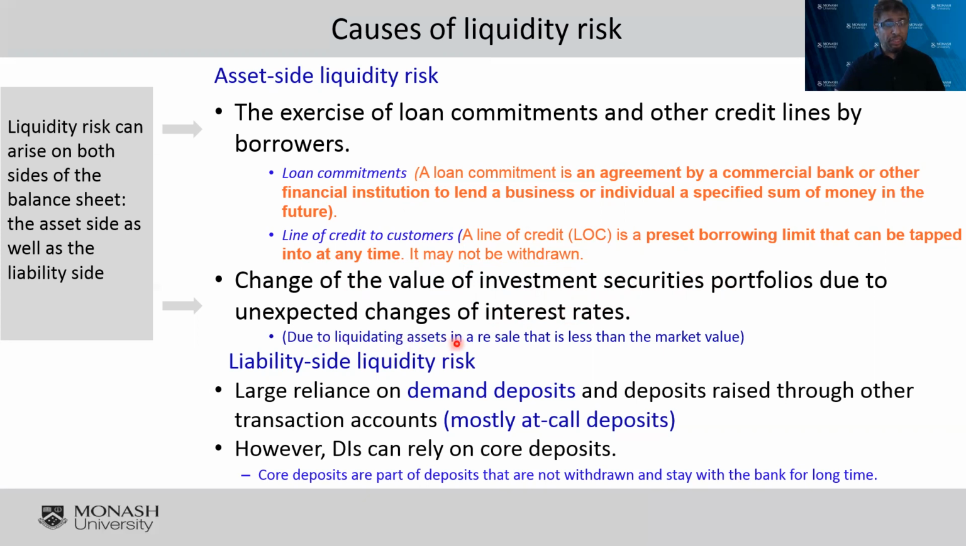And then due to the liquidation of those assets, the price and the value of them, because of the liquidation and because of the liquidity need, you will have to sell them at less than the market value. And this is actually making a liquidity problem, because you have to sell your assets under the market price, especially when the interest rate is going up and you are holding this type of assets. So that is the asset side.